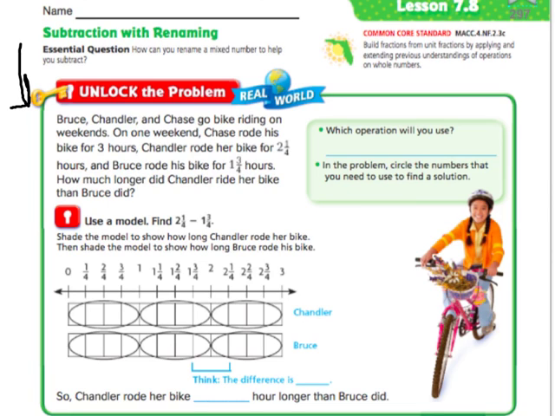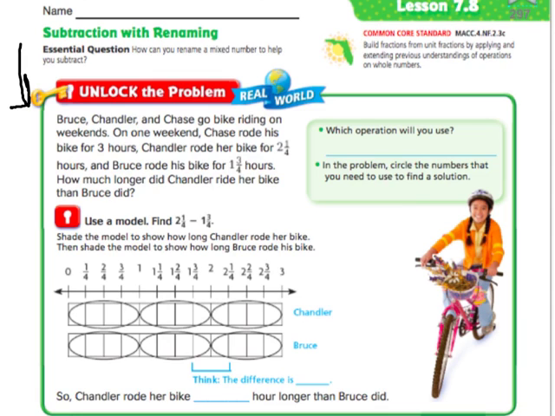We'll go with the Unlock the Problem. Bruce, Chandler, and Chase go bike riding on weekends. On one weekend, Chase rode his bike for 3 hours. Chandler rode her bike for 2 1/4 hours, and Bruce rode his bike for 1 3/4 hours. How much longer did Chandler ride her bike than Bruce did?